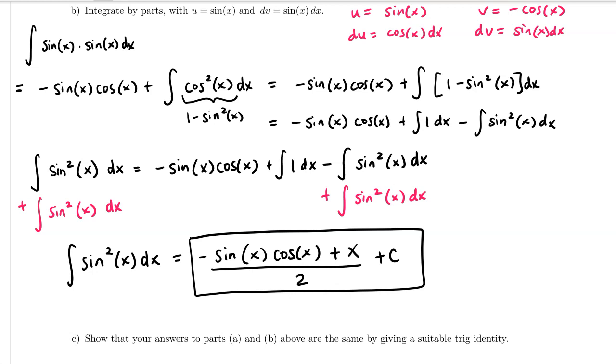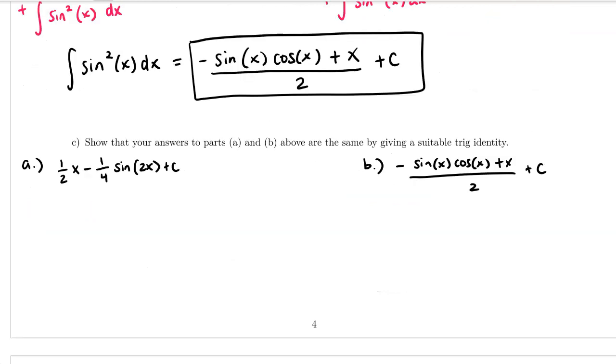And you might be asking yourself, hey, that doesn't look like the answer that we got in part A, so let's address that. Part C says, show that your answers to parts A and B above are the same by giving a suitable trig identity. So I'm going to go ahead and work with part A. I have 1/2 x minus 1/4, and you might remember from trigonometry, I can rewrite sine of 2x using the double angle identity.